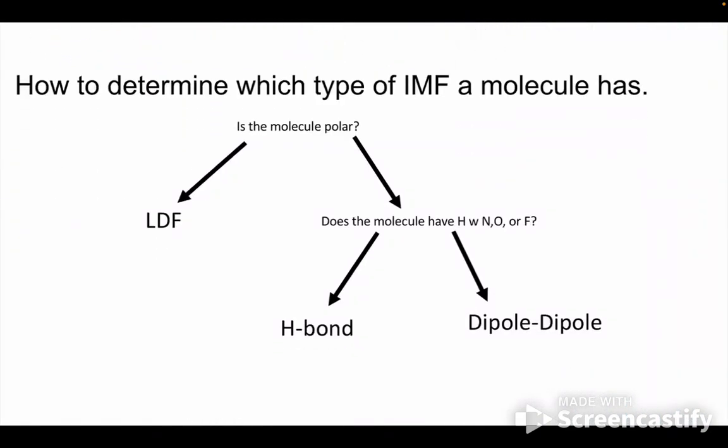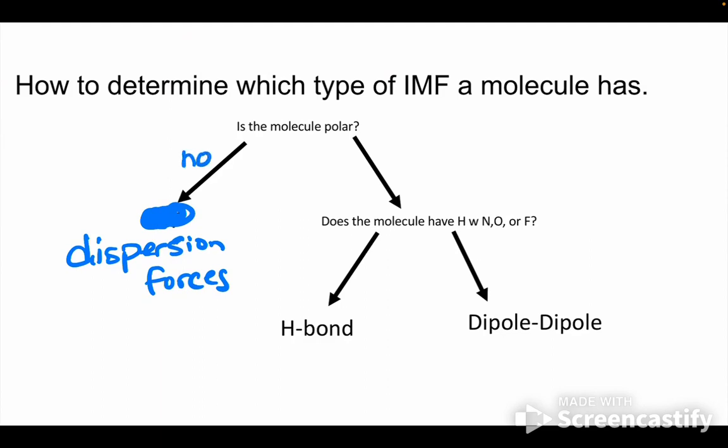So we need to be able to look at a molecule now and determine what kind of IMF it has. LDF is also a different way of saying dispersion forces. Every molecule has dispersion forces. So the question you would ask yourself is, is the molecule polar? If no, then it only has dispersion forces. If yes, it has dispersion forces, but also either hydrogen bonding or dipole-dipole, which are stronger.